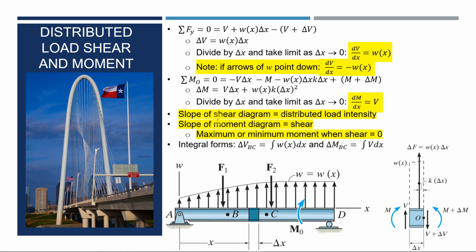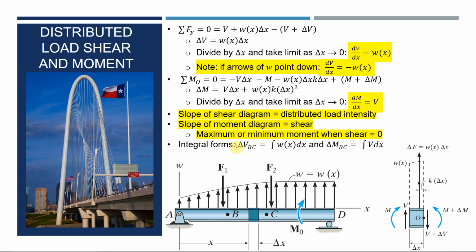The slope of the shear diagram is going to be the distributed load intensity, that's W. The slope of the moment diagram is equal to the shear. Maximum or minimum moment occurs when the shear equals 0. Remember, when the derivative equals 0, it can either be a maximum or a minimum. You don't know until you check that out.